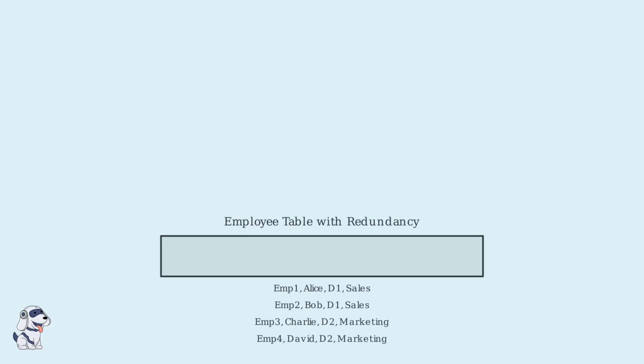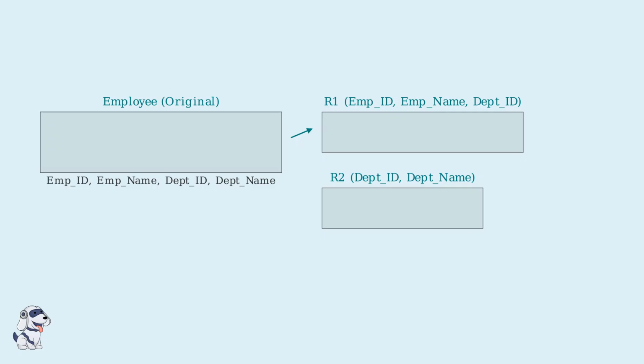Consider the employee table with redundancy in department information. The table shows EMP-ID, EMP-name, DEPT-ID, and DEP-name, where DEP-name repeats for each employee in the same department. The relation employee with EMP-ID, EMP-name, DEPT-ID, and DEP-name has functional dependencies where EMP-ID determines EMP-name and DEPT-ID, and DEPT-ID determines DEP-name.